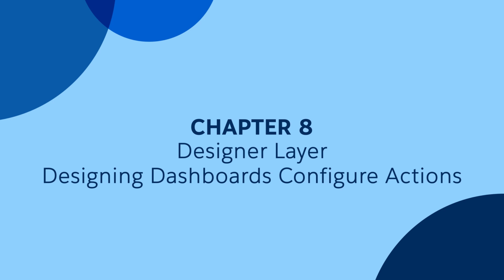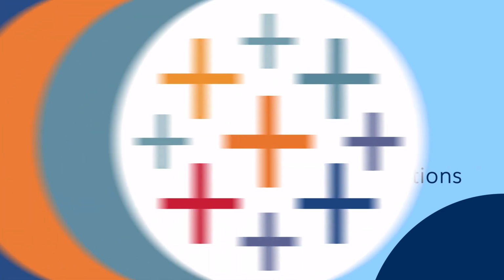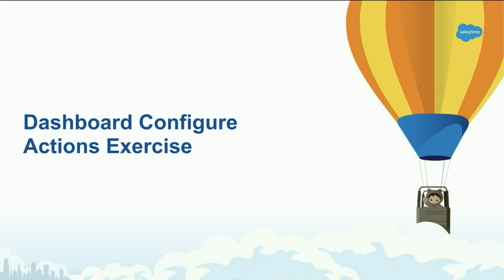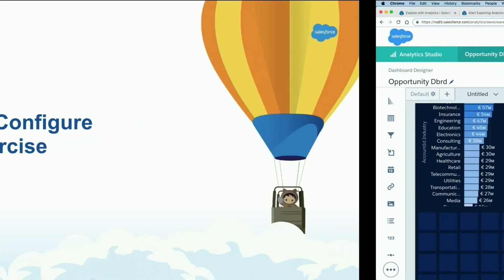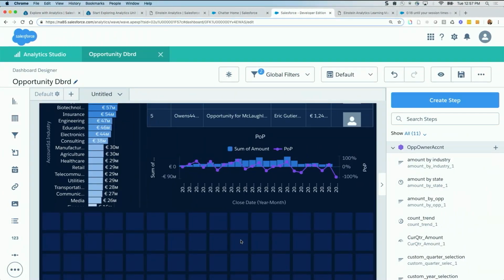In this chapter, we are going to cover a very important feature of Einstein Analytics, a very important capability, which is actions, which brings actionable insights or actionable data to a whole new level, specifically for Salesforce users. We are going to go over the exercise to enable actions at the dataset level. So this is very important to note down that it is at a dataset level.